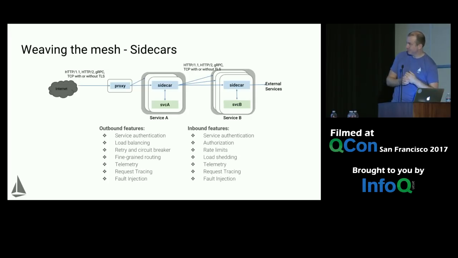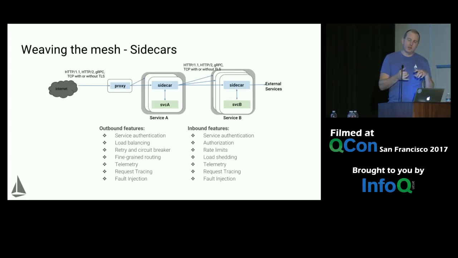But we use sidecars. And what Istio does is it injects sidecars into both sides of the network. And doing that allows us to do a number of things. If you look at the set of outbound features, so service A wants to talk to service B. When service A starts to make a call, Istio transparently captures all the network traffic, routes it through the sidecar, and the sidecar layers in behavior that you want.